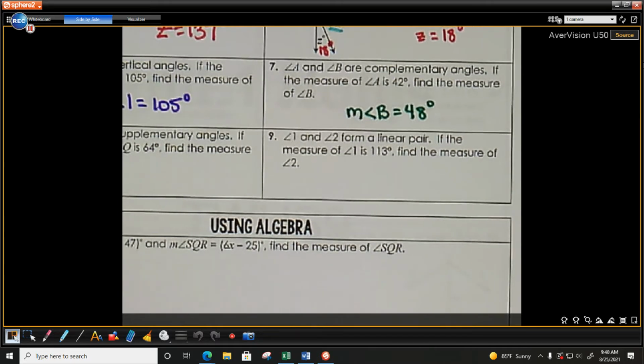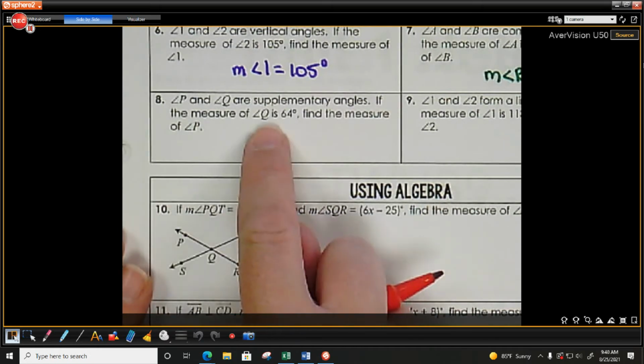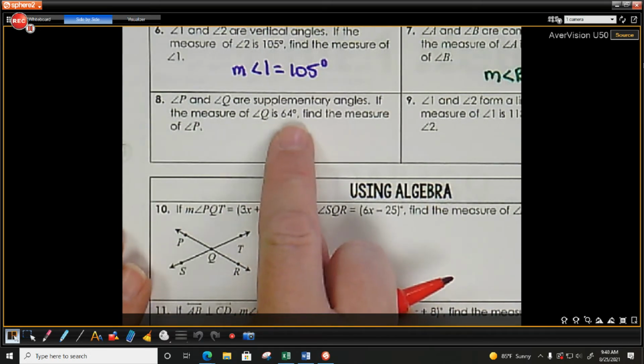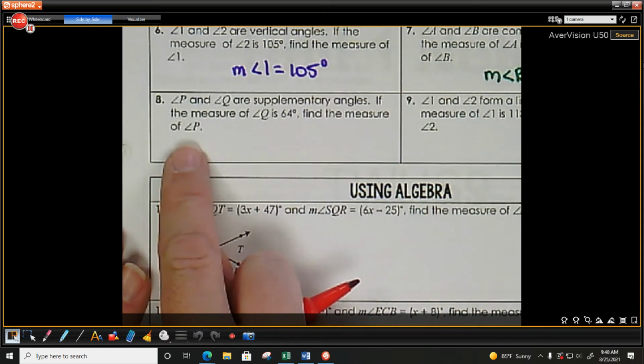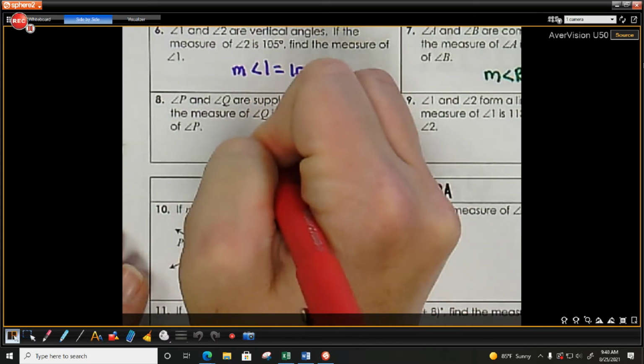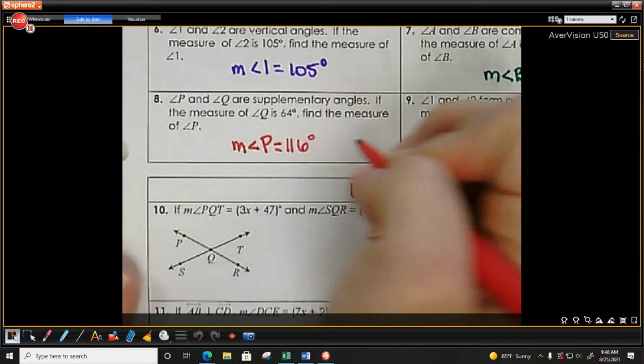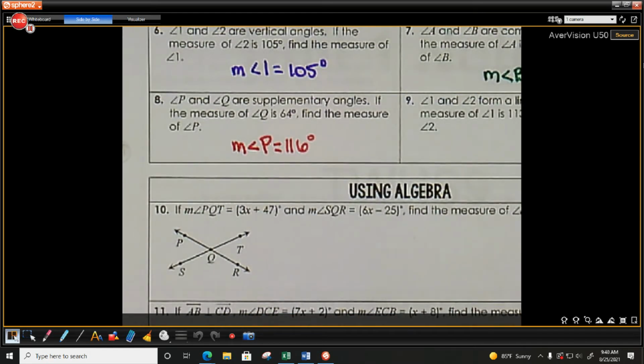P and Q are supplementary. Supplementary means what? Equals what degree though? 180. So if the measure of angle Q is 64, how can I find the measure of angle P? The measure of angle P is 116 degrees. So guys, we're doing pretty basic math. We're adding and subtracting. You need to know your vocabulary though, okay?